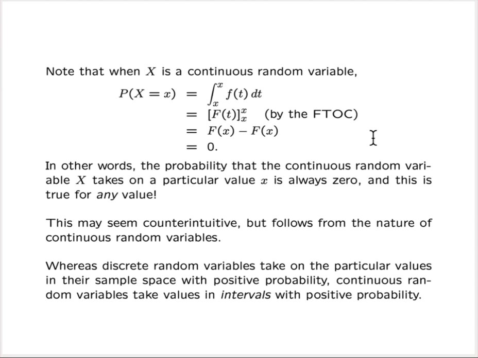So in other words, the probability that the continuous random variable X takes on a particular value x is always 0, and this is going to be true for any value. So let me say that again. When we're dealing with continuous random variables, the probability that the continuous random variable takes on a particular value is always 0 for any specified value. Now, this may seem counterintuitive, but it follows from the nature of continuous random variables themselves. Whereas discrete random variables take on the particular values in their sample space with positive probability, continuous random variables take on values in intervals with positive probability.